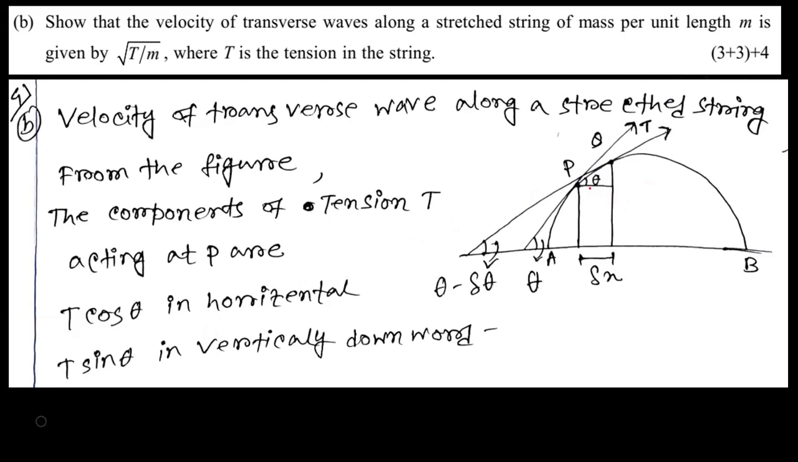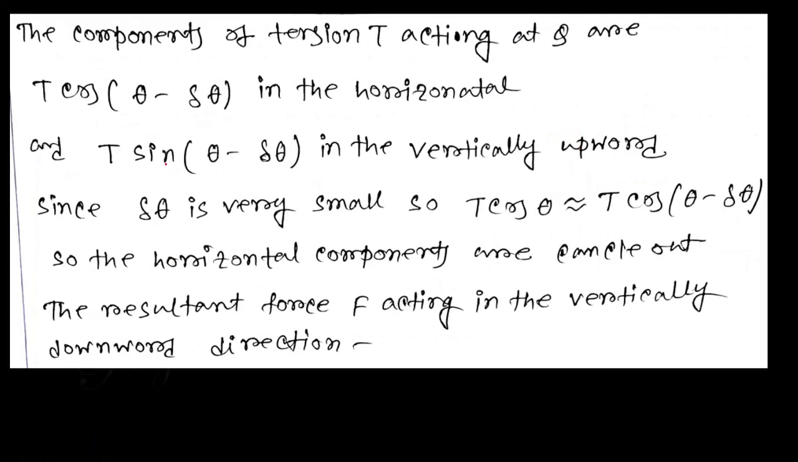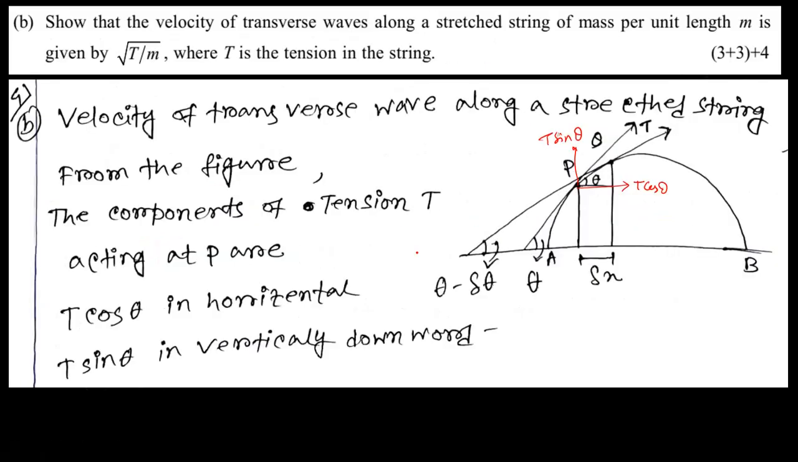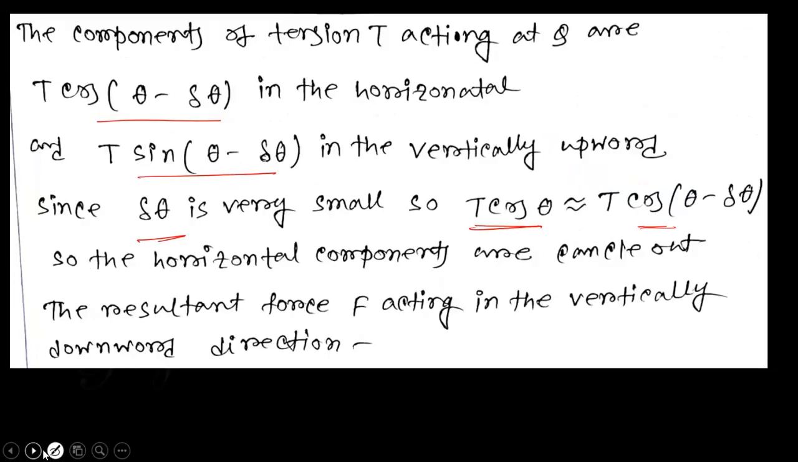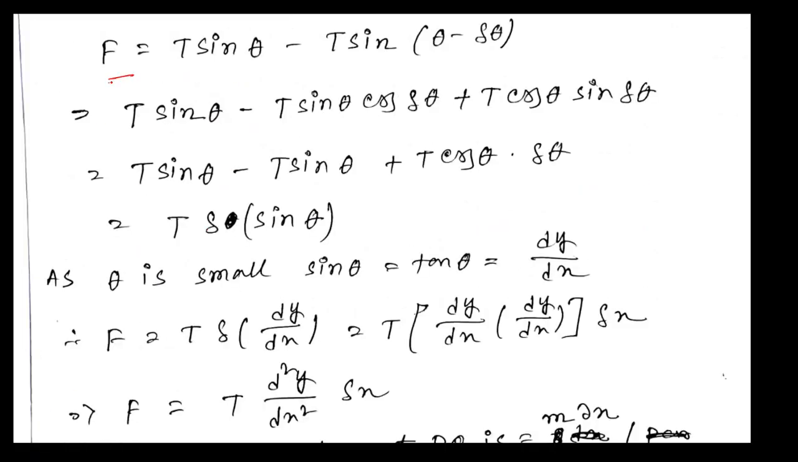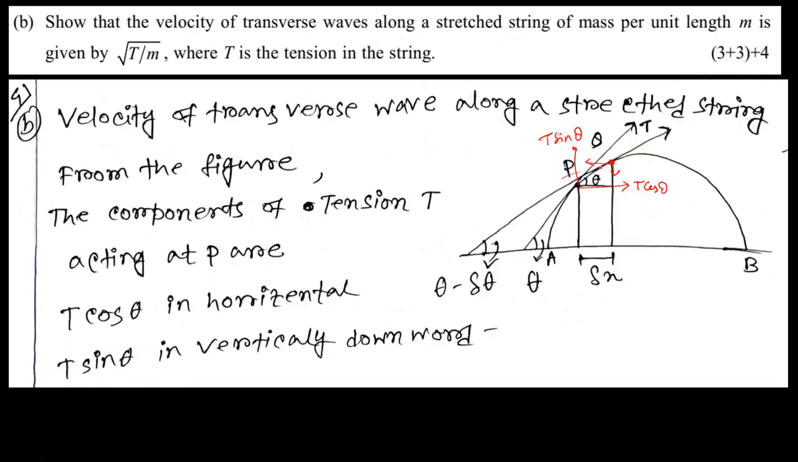Horizontally it is T cos theta, and vertically it is T sin theta. Similarly for point Q, it is T cos(theta minus delta theta) and T sin(theta minus delta theta). Delta theta is very small, so the T cos theta terms are nearly equal, and these two cancel out each other. So finally we get the resultant force at that region.